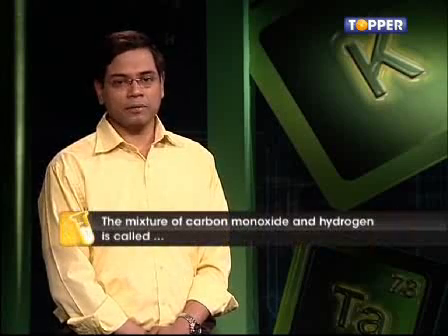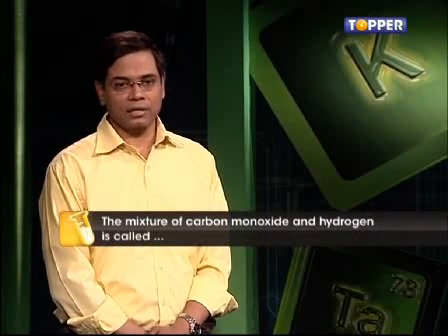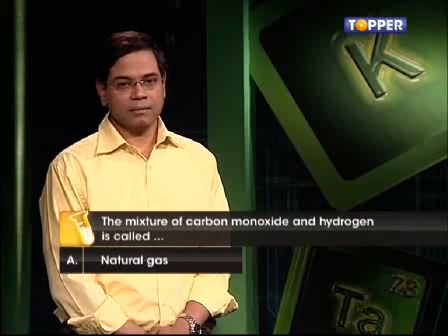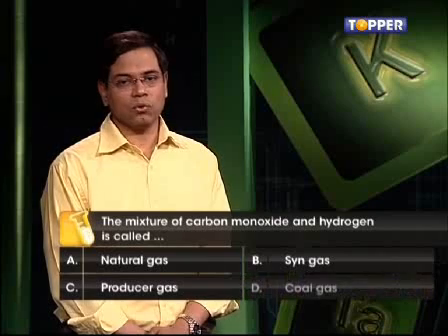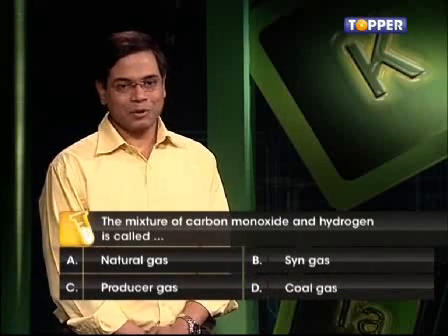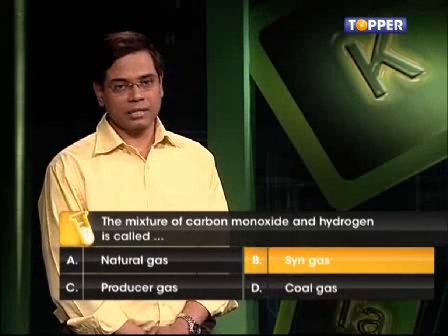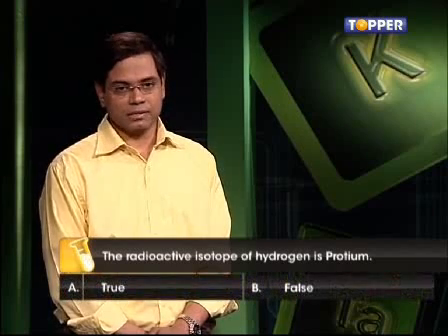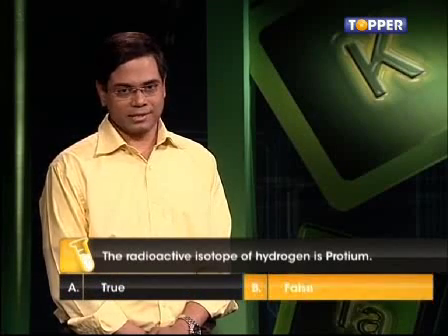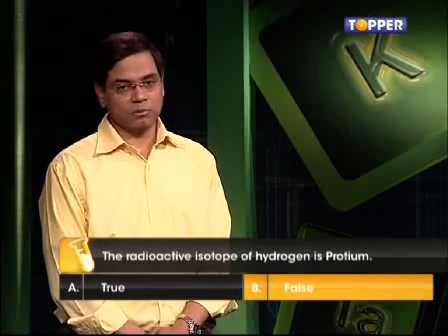The mixture of carbon monoxide and hydrogen is called A. Natural gas, B. Syngas, C. Producer gas, D. Coal gas. Yes, you are right. The correct option is B, syngas. The next question. The radioactive isotope of hydrogen is protium. True or false? It's false, as the radioactive isotope of hydrogen is tritium.